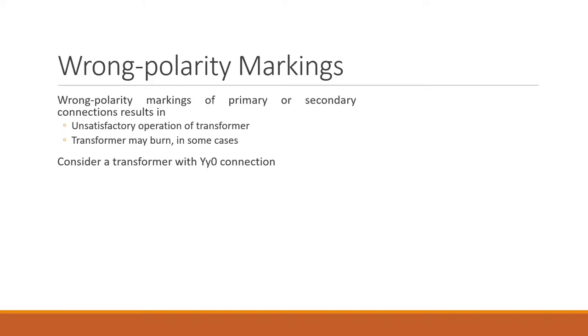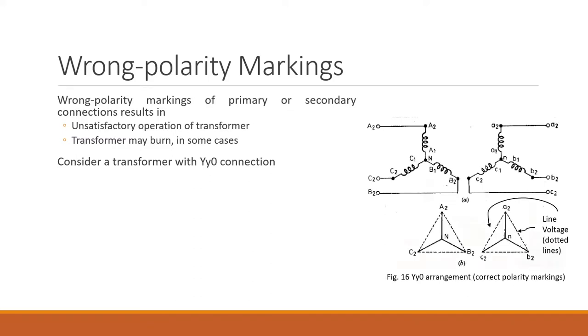So we are going to consider the YY0 connection. YY0 indicates here that your HV is connected in star. LV terminals are connected in star, and the time phase displacement between HV and LV is 0. First let us see what the correct polarity is. The star connection diagram and its phasor are shown here. A1, B1, C1 form the neutral here. A2, B2, C2 will be your input, and this dotted line shows the line voltage here.